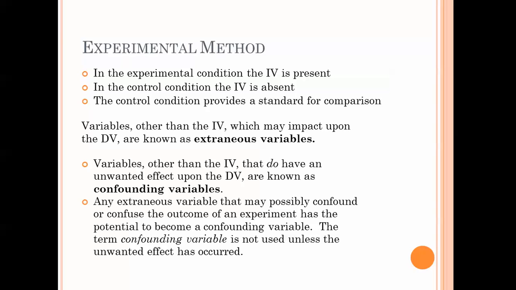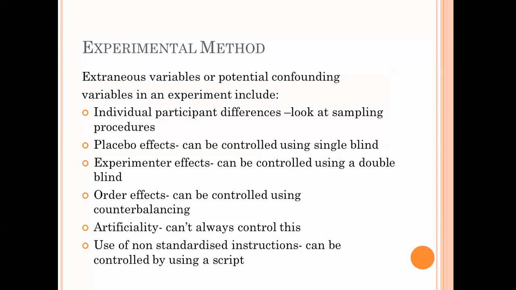There are lots of potential confounding variables or possible extraneous variables, and these are things like individual participant differences. So anytime we do research, we need to be very aware of this, and obviously we look at sampling procedures to ensure that the participant differences are minimum. The placebo effect, which we'll go through in the next slide, but that can be controlled using a single blind experiment, and I'll explain that later. The experimenter effect, which again is explained in the next slide, but that can be controlled as well. Order effects, they can be controlled.